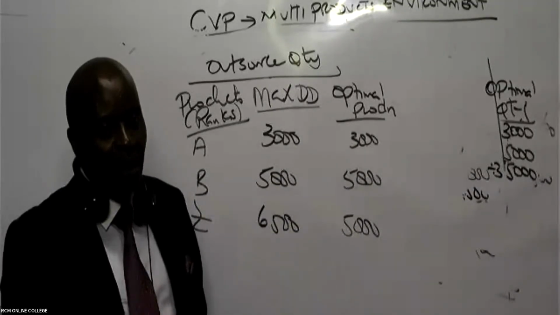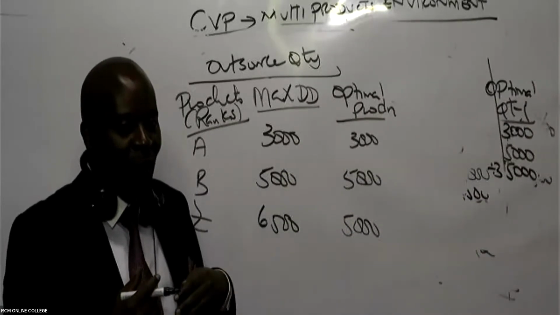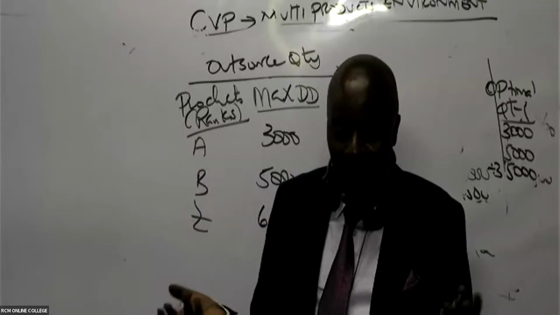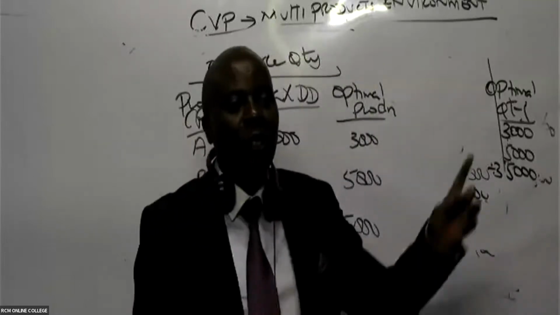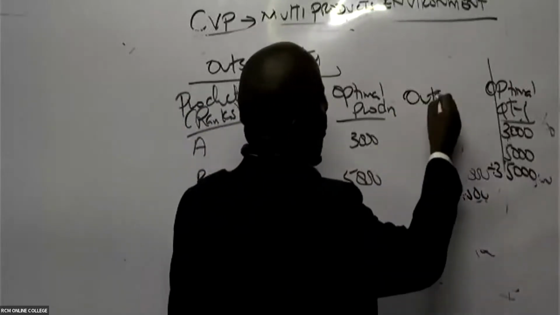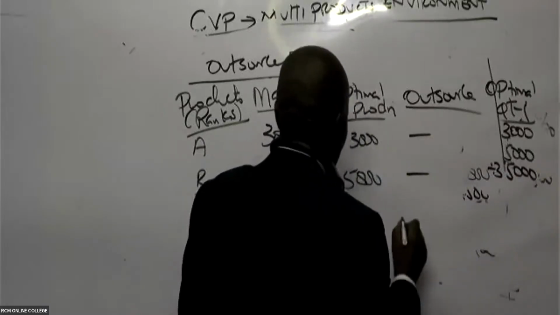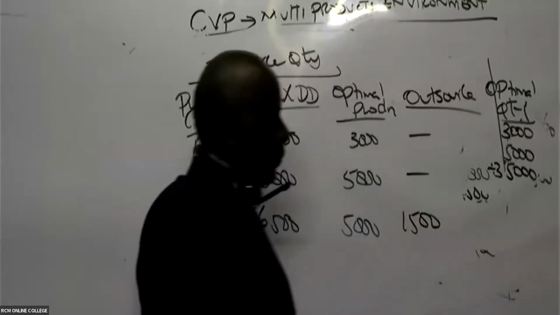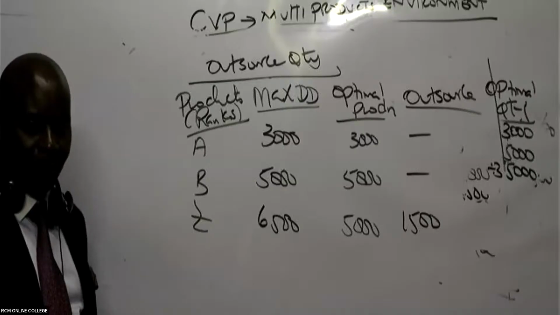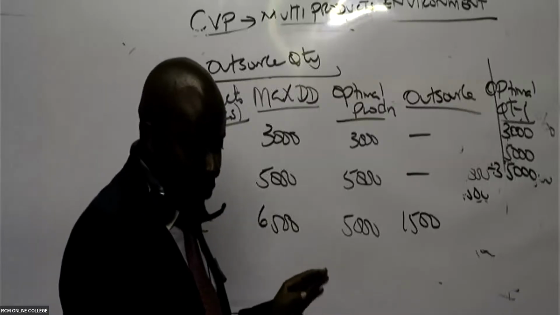How about Z? Z, they need 6,500 outside there. And we can only produce how many? Because we don't want to disappoint any customer, we have promised them if you need it. So then what do we do? We go outside there and outsource. So in this case, create the last column for outsource, of which we are not outsourcing here. Here we're not outsourcing. Here now we are outsourcing how many units? 1,500 units. We are outsourcing 1,500 units here. So we meet the maximum demand.